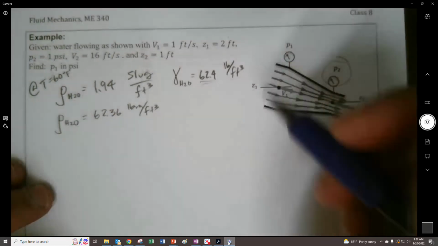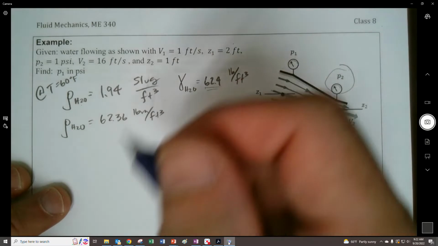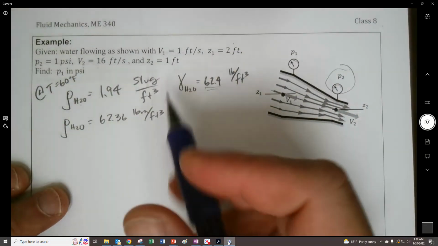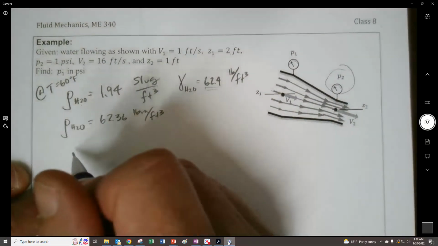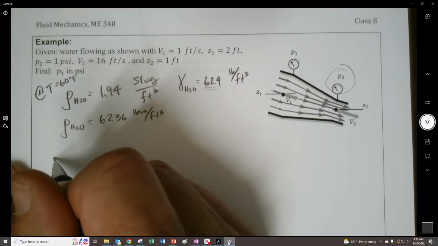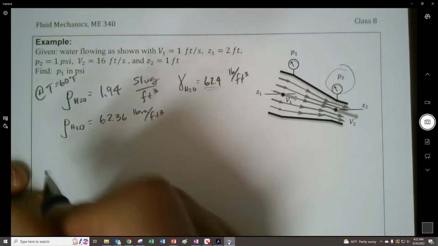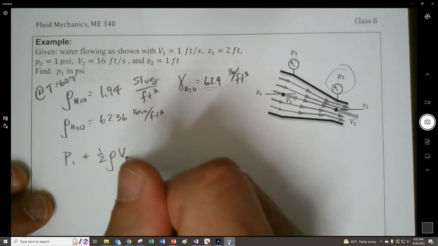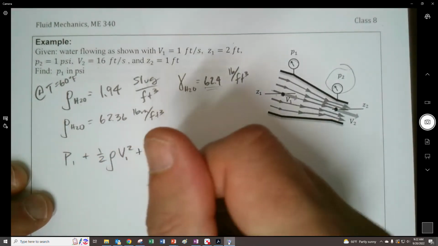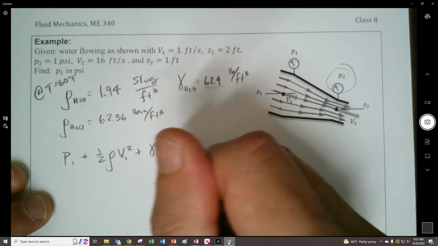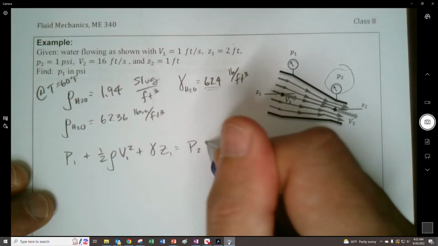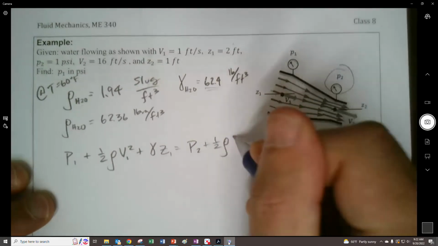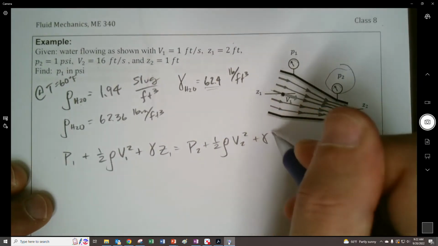If you were in a laboratory, you might want to be really careful in there, but real life isn't a laboratory. All right, so on this problem, we're going to start out with writing down Bernoulli between points 1 and 2. So P1 plus 1/2 rho V1 squared plus gamma Z1 is equal to P2 plus 1/2 rho V2 squared plus gamma Z2.